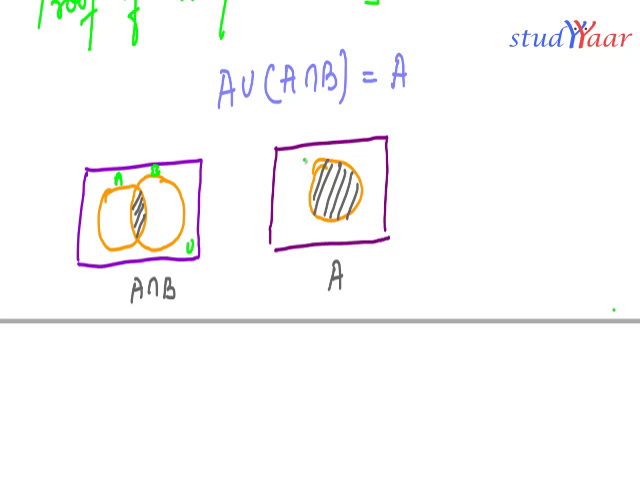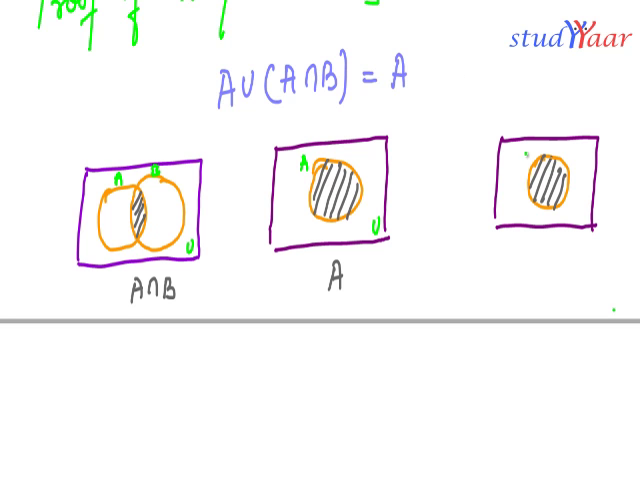I'm going to say this is A and this is the universal set. Now our set is saying we have to take the union of these two things. So the union of this particular region and this particular region, what is that? It is obviously equal to this. It is equal to A itself. So we have just proved that A union A intersection B is equal to A, because this is the same region.